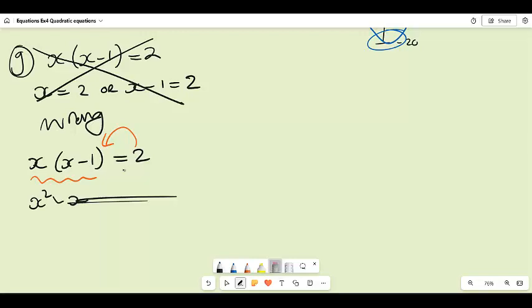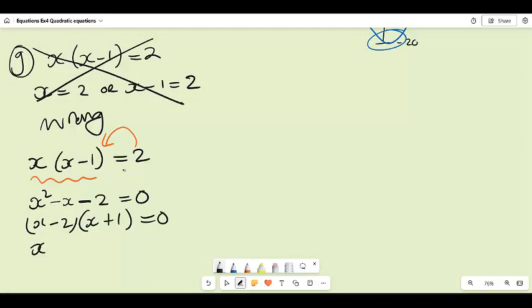Minus x. So we've multiplied using the distributive property, and then minus 2 equals 0. Now 2 brackets, and we say that equals 0. X and x, 2 and 1, negative 2 plus 1. So x minus 2 equals 0, or x plus 1 equals 0, which means that x equals 2 or x equals negative 1.